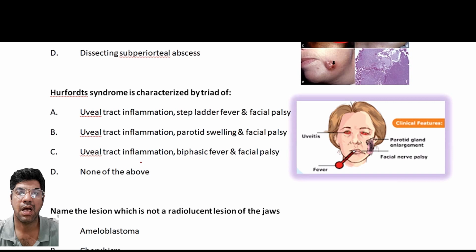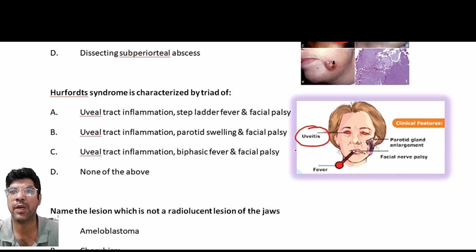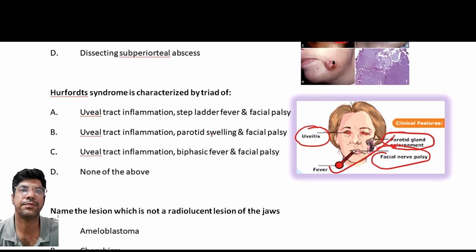Next question. Heerfordt syndrome is characterized by a triad of uveal tract infection, the term we denote is uveitis, parotid gland swelling or enlargement, and facial nerve palsy. So these are the triads.